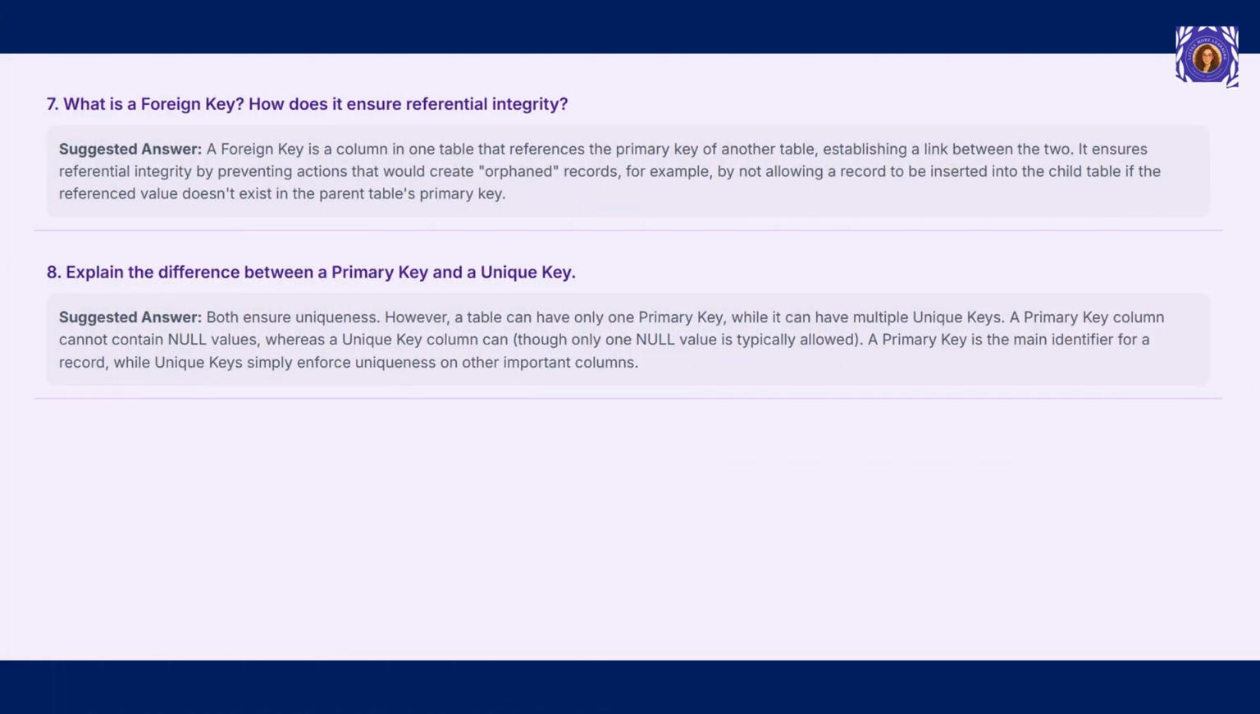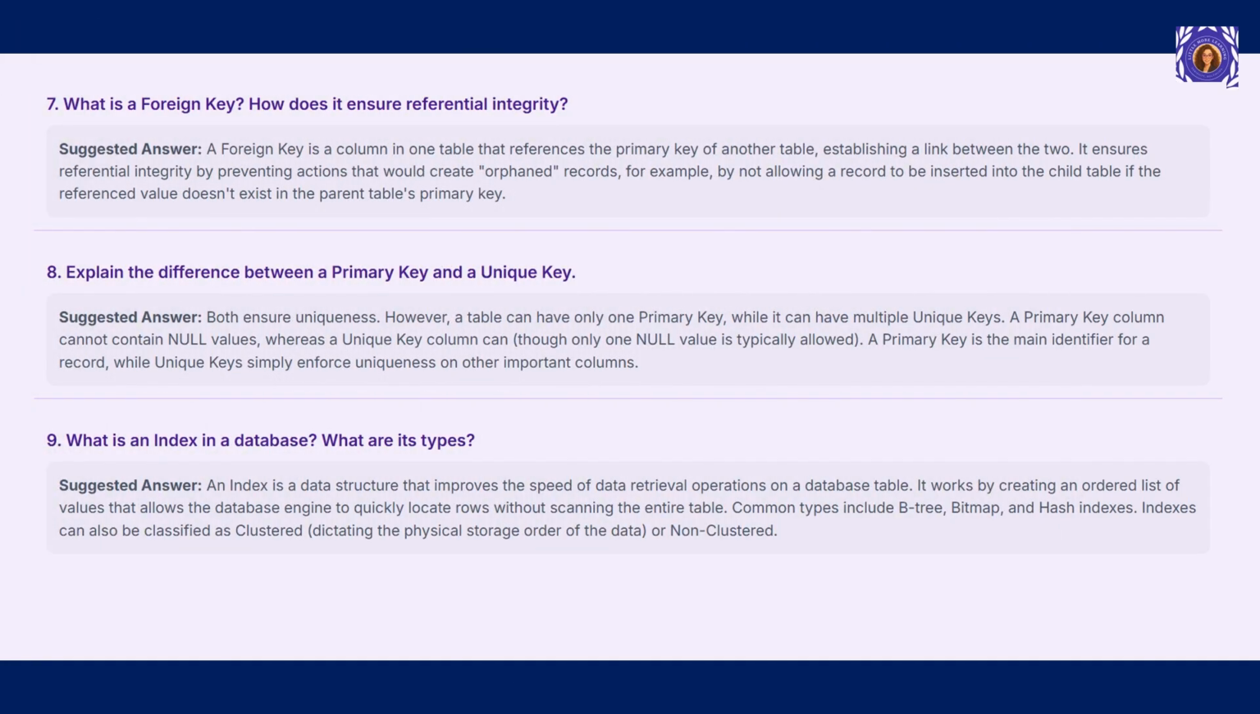You'll also hear about the difference between a primary key and a unique key. While both enforce uniqueness, a table can only have one primary key, but it can have multiple unique keys. Also, a unique key can, in most systems, contain a single null value. Finally, a quick note on performance. An index is a data structure that speeds up data retrieval. Think of it like an index in a textbook. It helps the database quickly find the data it needs without scanning the entire table.